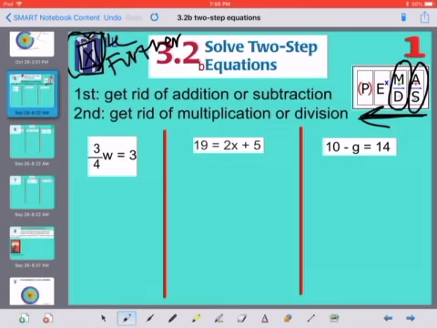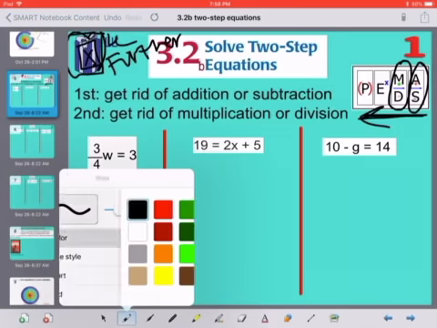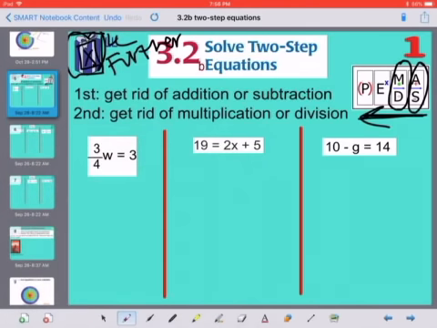So this first question is actually a one-step equation if we treat it like a fraction. To get rid of a fraction, we multiply by the reciprocal. You can do this in two steps if you want: multiply by 4 and then divide by 3. Or we can do it all at once and multiply by the reciprocal, meaning flipping our fraction. So we're multiplying by 4 over 3.